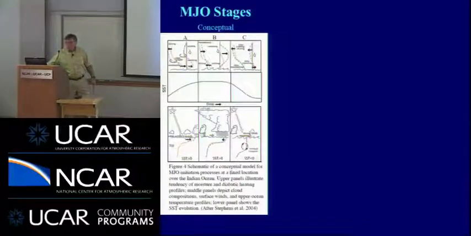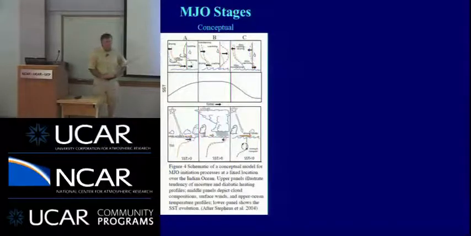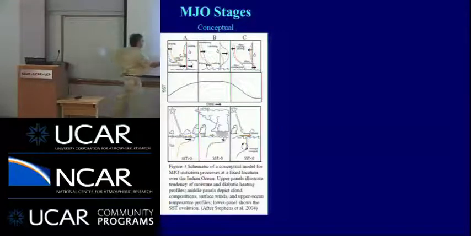All right, so here's just a conceptual model. I've been learning as I've gone along about tropical meteorology. I was not a tropical meteorologist when I started, and I'm still not, but I'm learning more every day. This was the conceptual model that people had proposed for the various phases of the MJO as it moved across. So this is essentially the suppressed phase, active phase, and a recovery phase.